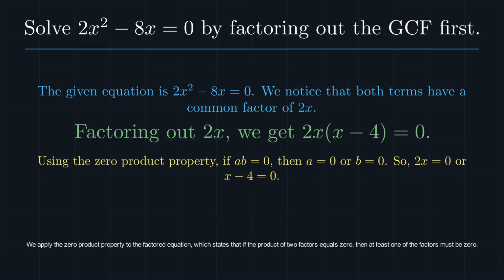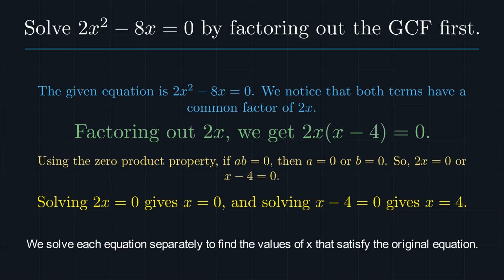We apply the zero product property to the factored equation, which states that if the product of two factors equals 0, then at least one of the factors must be 0. We solve each equation separately to find the values of x that satisfy the original equation.